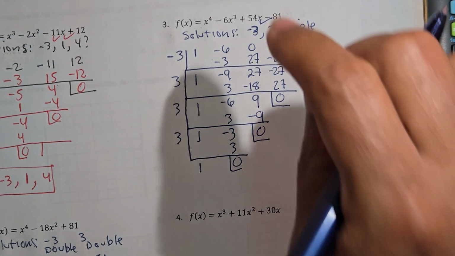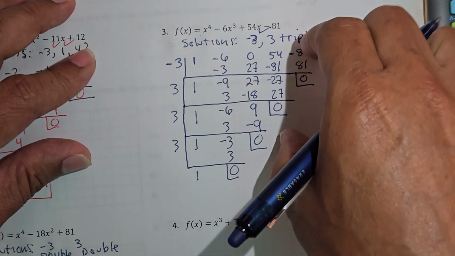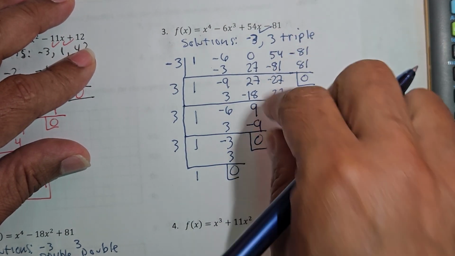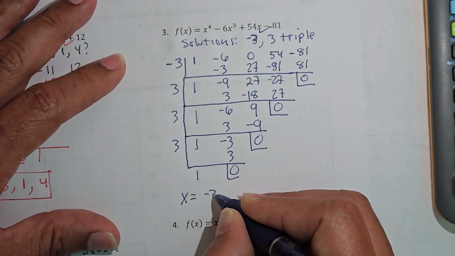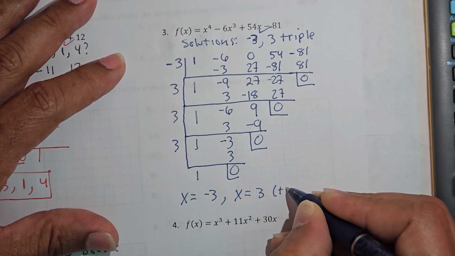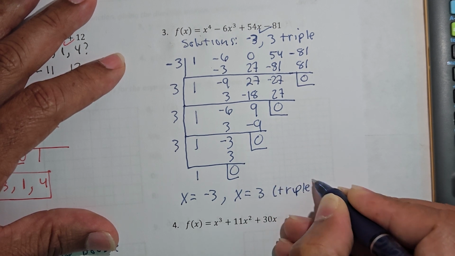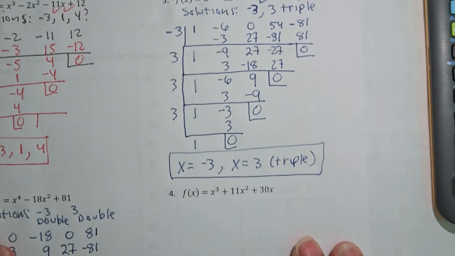So in the end, as you can see, all 4 solutions from the calculator are correct. We just proved them. We just tested them through synthetic division. So in the end, x equals negative 3 is one of them, and the other is x equals positive 3, but this one here is a triple solution, and we have finished this problem. So there's one more, and we'll be done.